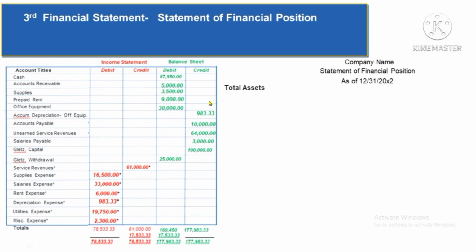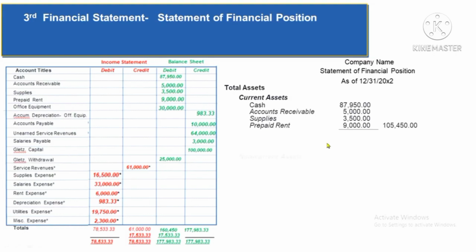Anyways, in here, we have the cash, we have the accounts receivable, supplies, and prepaid rent. So let's copy that as well as their balances. And after that, let's add this and we will have the 105,450 as the total current assets.